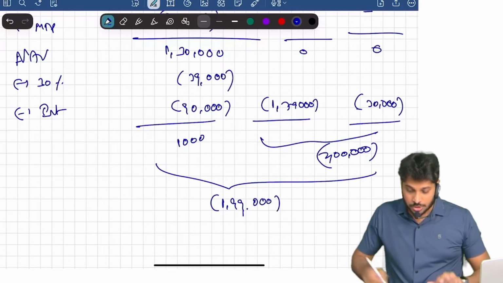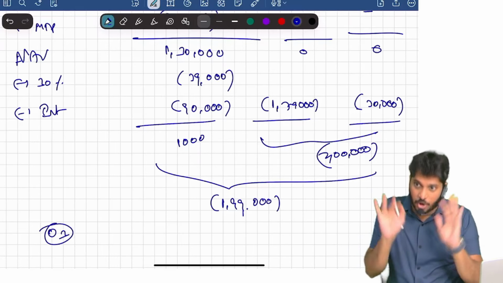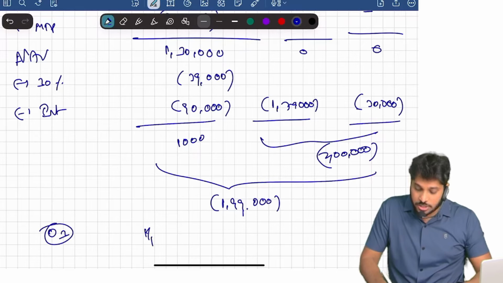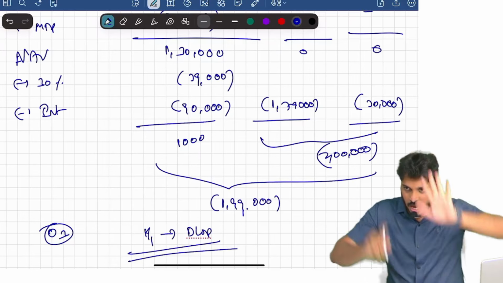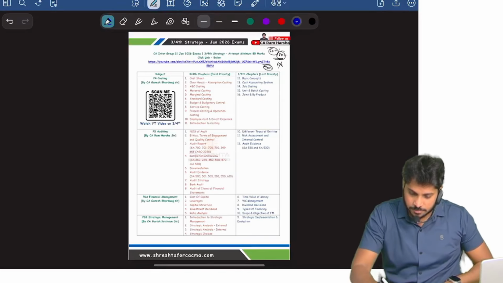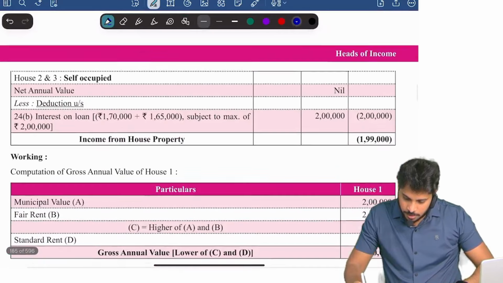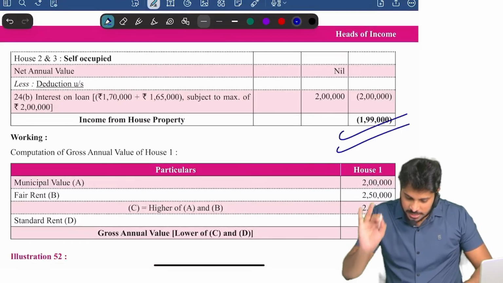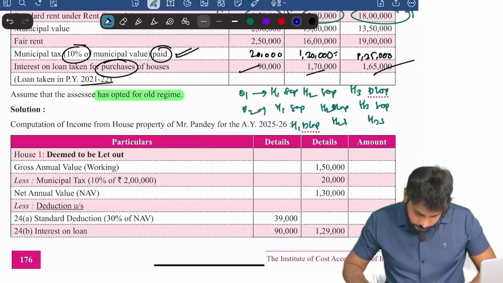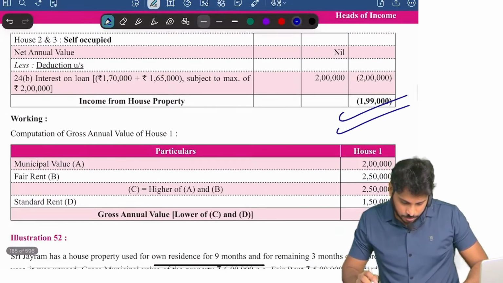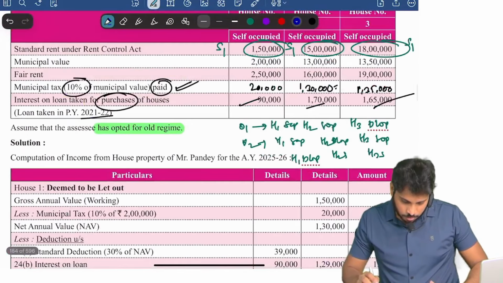Yes or no? So option number 3 in our book, nothing but which house is to be treated as DLOP? House 1 is better to treat as DLOP. This is the answer. House 2, house 3 SOP. The answer: 1,99,000 negative. That's it. Oh, they didn't do the option number 2 value computation of house property. Option number 2 working. What are they asking, by the way?